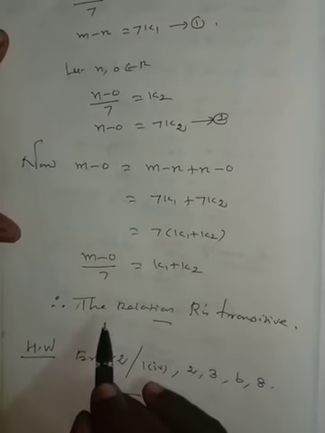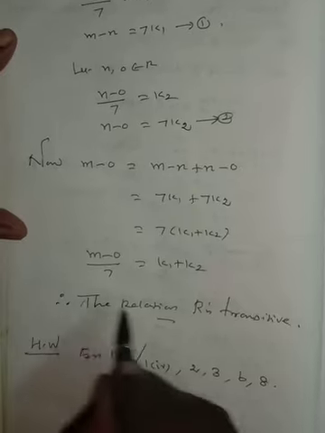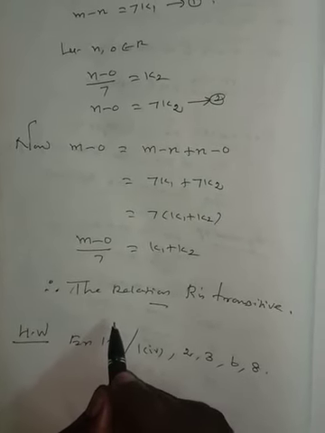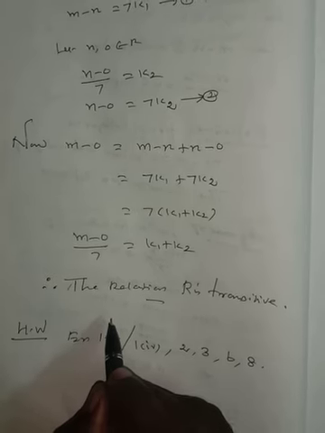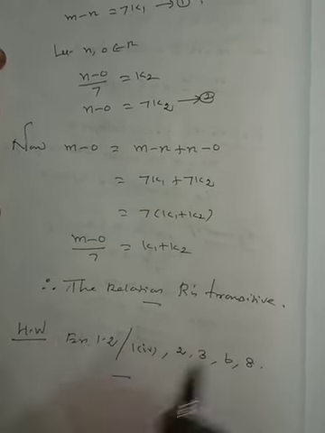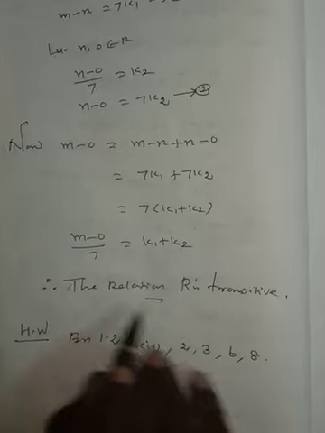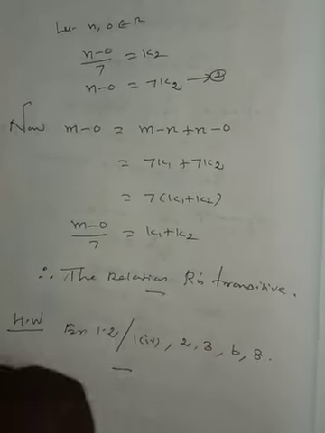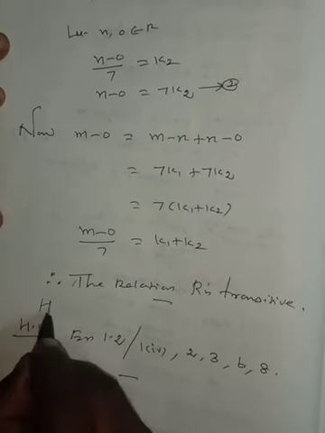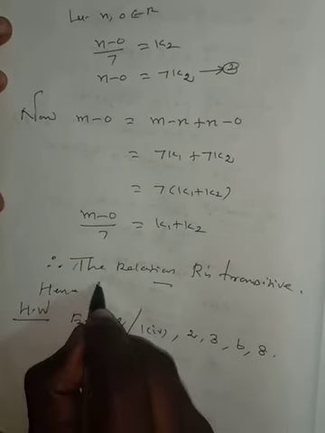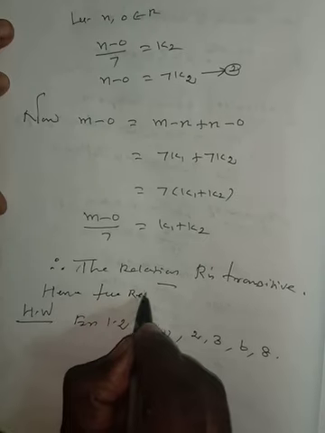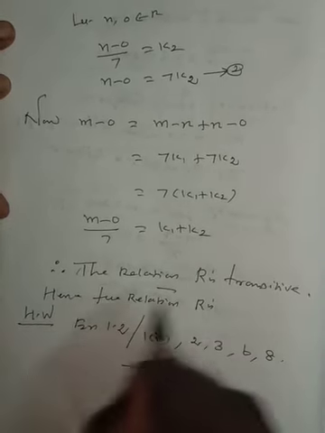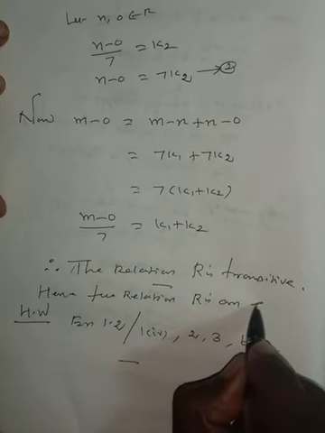Today, the three conditions given, that is symmetry, reflexive, transitivity, are all satisfied. Therefore, relation R is an equivalence relation. Hence, the relation R is an equivalence relation.